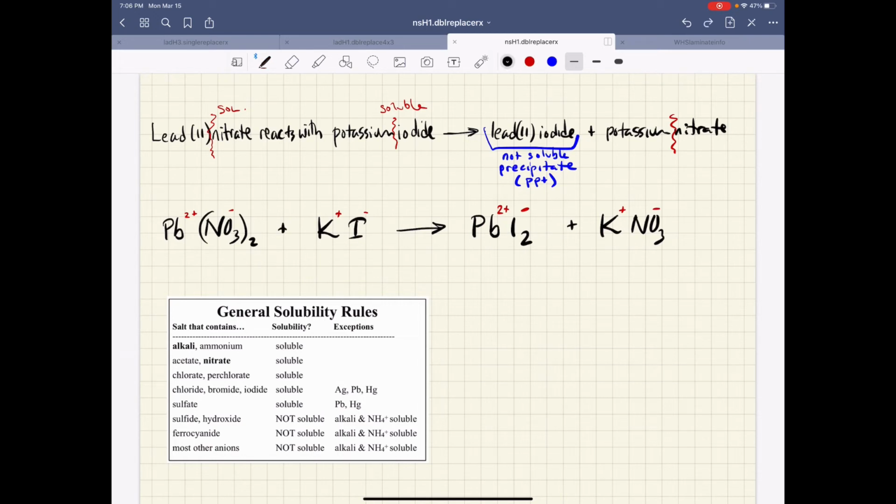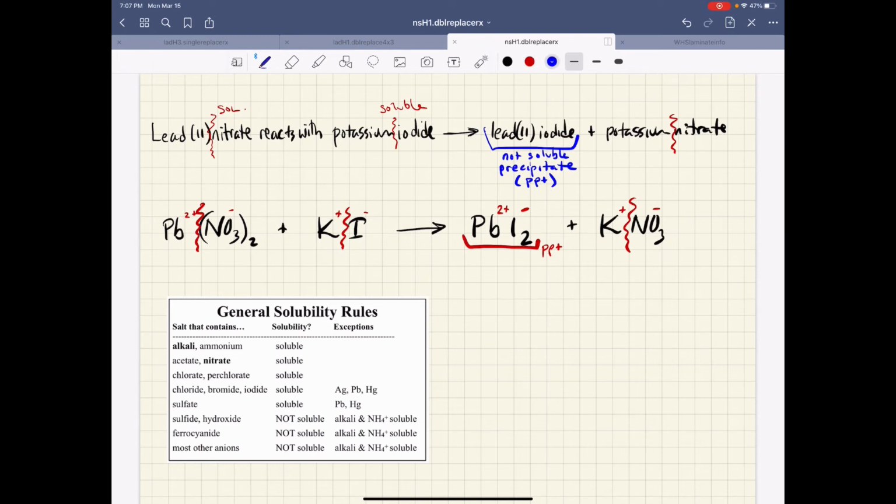We can once again remember that these substances are soluble. That means they will be broken apart into ions. Lead iodide is not soluble. We would identify it as the precipitate, and potassium nitrate is soluble. Now we do need to balance this equation. That will be step 5.